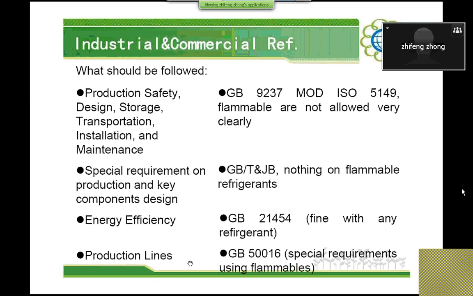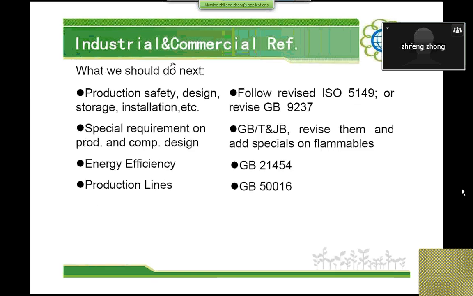For the industrial and the commercial refrigeration sector, ISO 51149 is now being reviewed and revised, but still there is no conclusion now. So we have to be very careful, trying to either follow the revised ISO standard, or we have to go back and revise the national standard GB 9237 by ourselves. For the special requirements on productions, they also don't have any rules on the flammable gases, on the flammable refrigerant, so we have to also revise them.